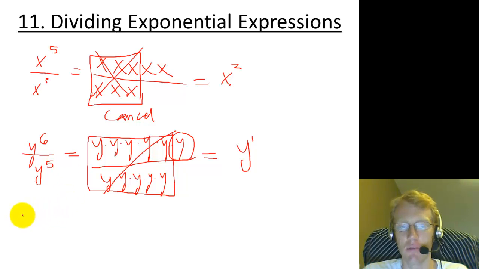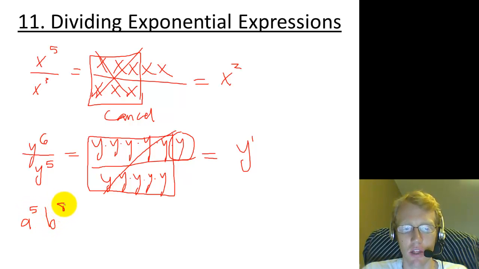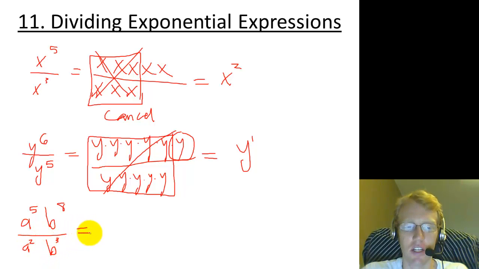You can do it even with different types of variables. So say you have a to the fifth and b to the eighth over a squared b cubed. Okay, I like to think of each letter as representing some different type of troop. So I've got my A for maybe admirals. I've got 5 admirals here and 2 admirals here. So the top has more admirals, they're going to win, and they're going to win by 3. So I've got a to the third power in the top.